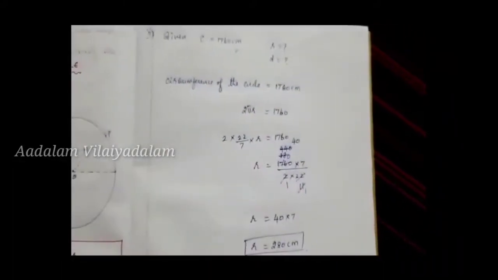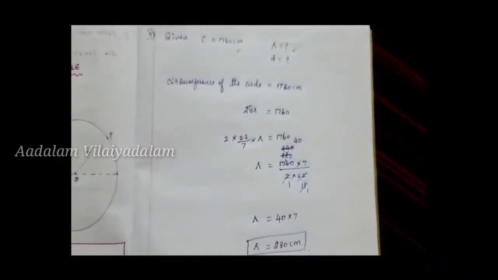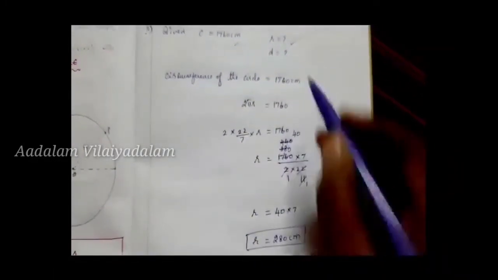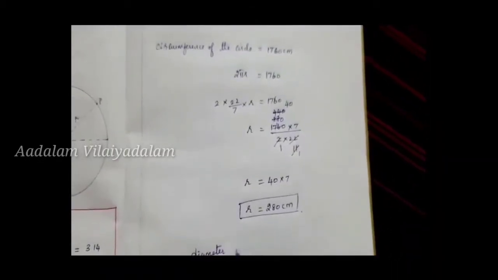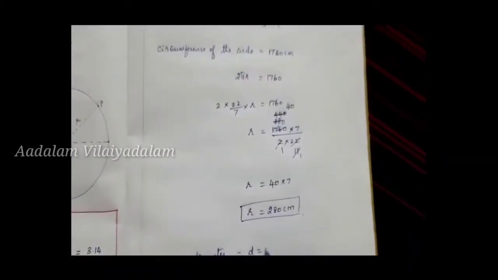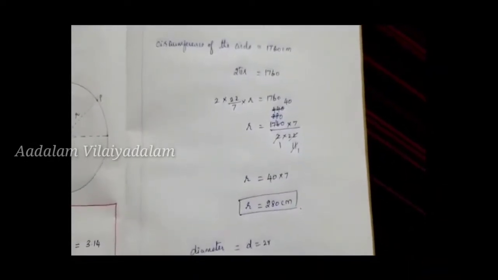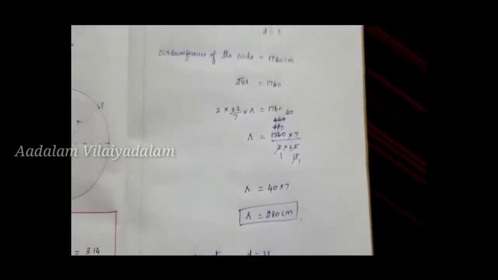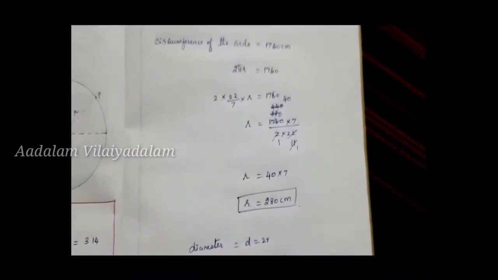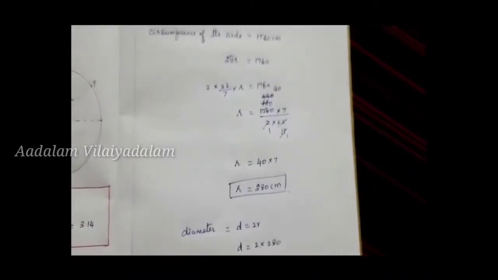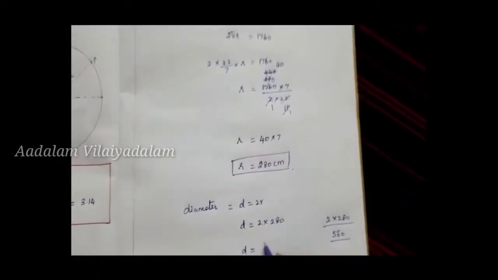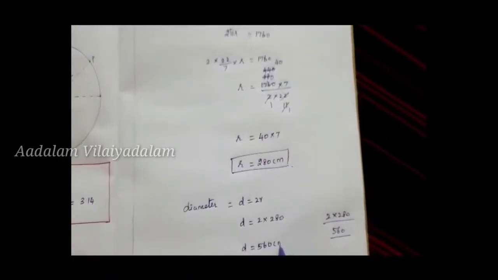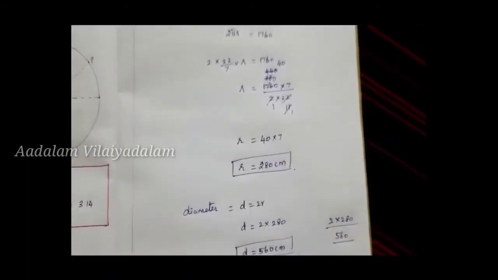So I got the radius for this table, and next I need to find out the diameter. What is diameter? Diameter is d equal to 2 times the radius. So d equal to 2 into the radius value, 280. Then 2 into 280, I get 560. That is 560 centimeter, which is the given unit.